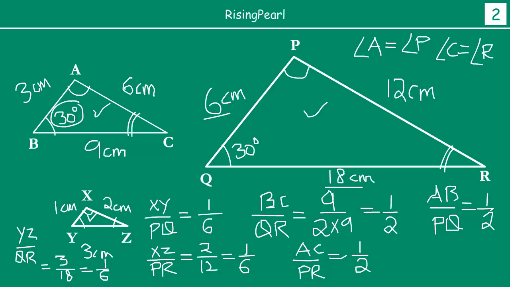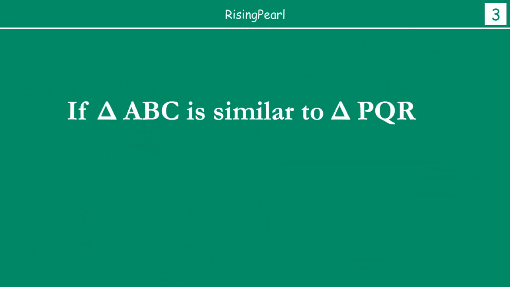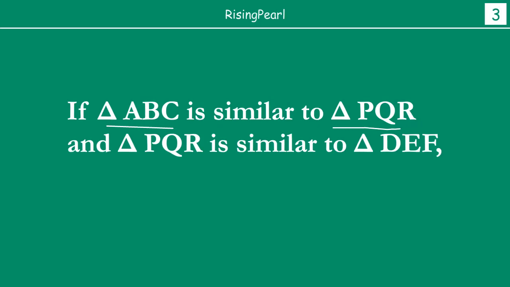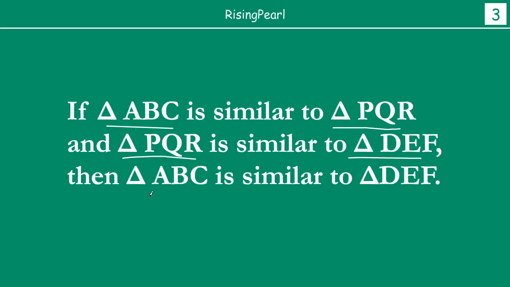So friends, these are some interesting fun facts about similar triangles, and we are just going to summarize it here by saying if triangle ABC is similar to triangle PQR, right, and if triangle PQR is similar to some other triangle, let's say DEF, then it follows that ABC, the first triangle, is actually similar to the third triangle DEF.